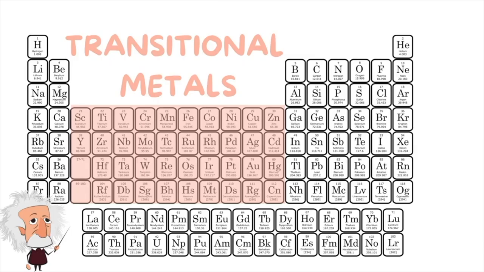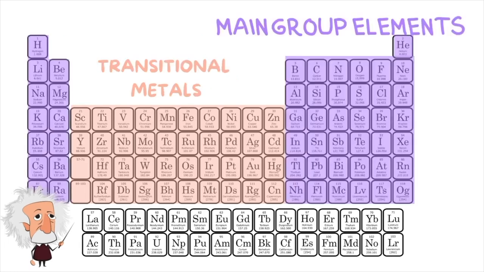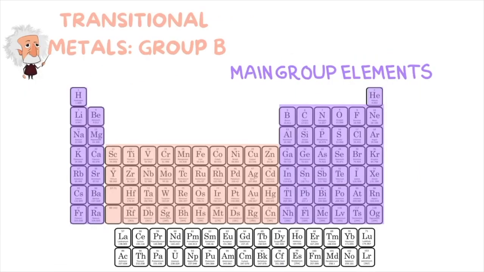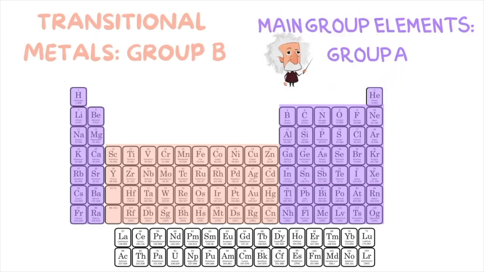We can also categorize our elements by transitional metals and main group elements. Transitional metals are referred to as group B, which we aren't going to go over in this video because it's not relevant. And then we have our main group elements, which are referred to as group A. So our main group elements, group A, is everything you see highlighted in purple. And out of these groups, there are 4 very important ones you must remember.